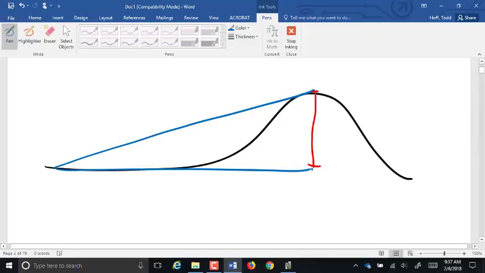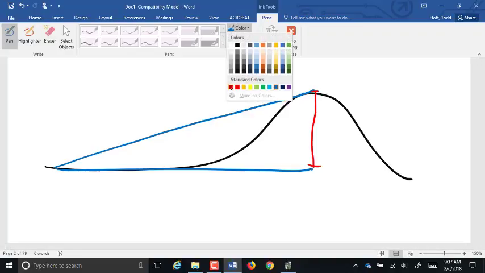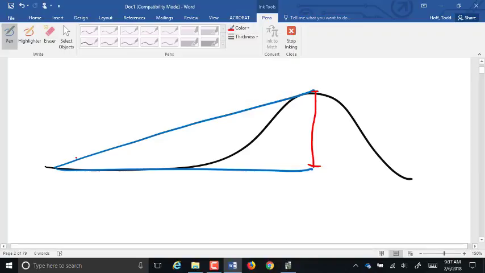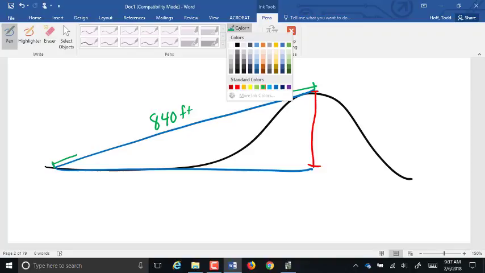If we can somehow approximate the distance to a certain point, let's say we have a range finder and we can tell that the distance from this point down here to the top of the hill is 840 feet.